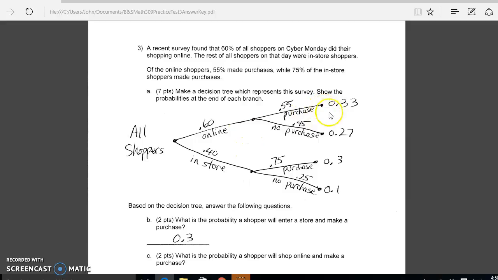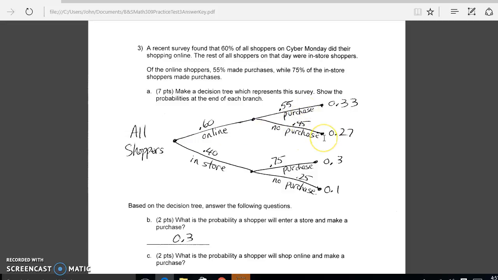Now, to get the percentages at the end of each of these branches, we take all the branches leading up to it and we multiply them. So we're going to take 0.60, we're going to multiply it by 0.55, and that gives us the percentage of shoppers at the end of this branch here, which is 0.33. And that tells us that 33%, or 0.33, of the shoppers were online and they made a purchase.